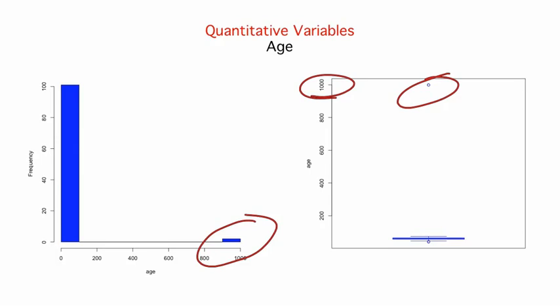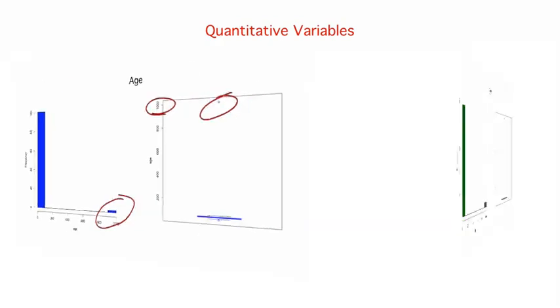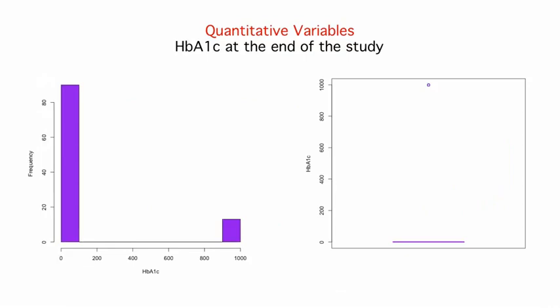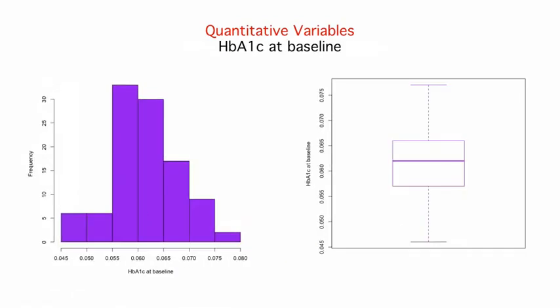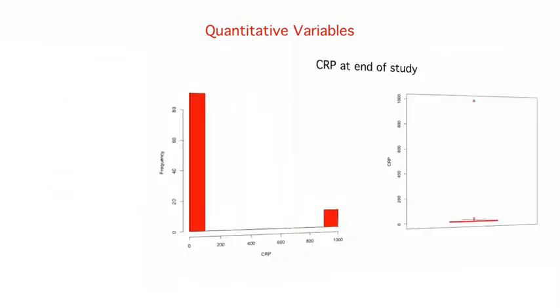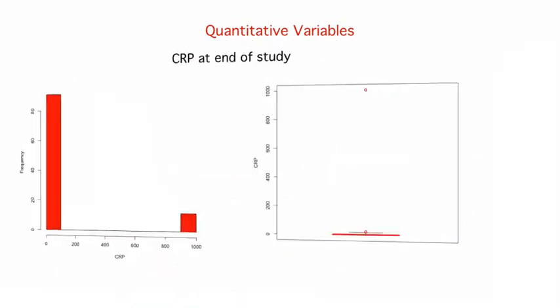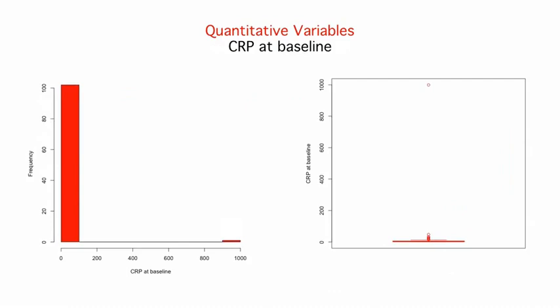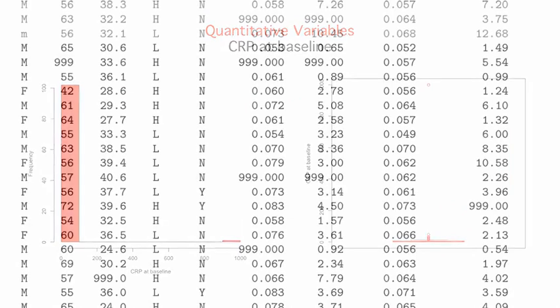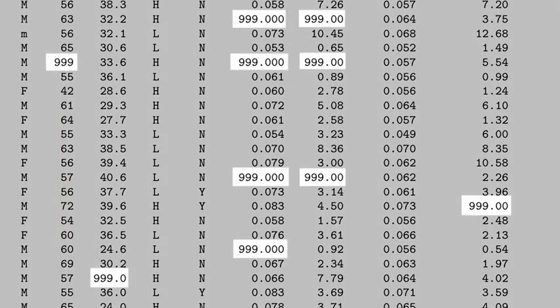Flipping through all our quantitative variables, we see the same phenomenon for BMI and HbA1c at the end of the study, although not for HbA1c at baseline. And here it is for CRP, both at the end of the study and at baseline. A closer look at the data shows that there are several values entered as 999. These are actually missing observations. For some reason, the measurements for these quantities on these particular subjects were either lost or unable to be measured.